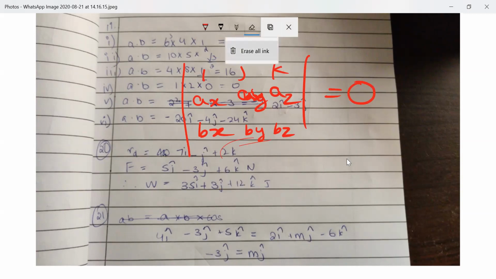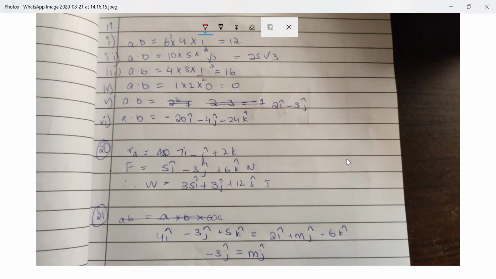In the second one, I have given the shortcut. Instead of doing all this, the ratios of the respective coefficients should be equal. What is the meaning of this? If A is given as AX I cap plus AY J cap plus AZ K cap, it can be two-dimensional, three-dimensional, it doesn't matter.